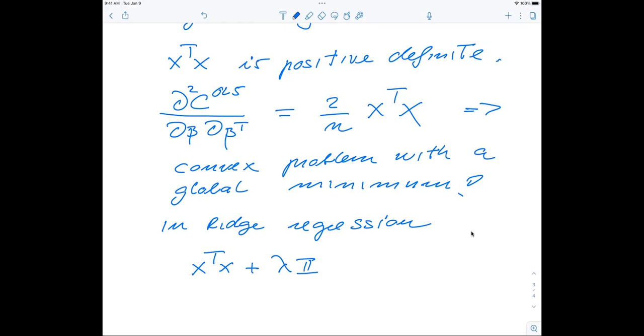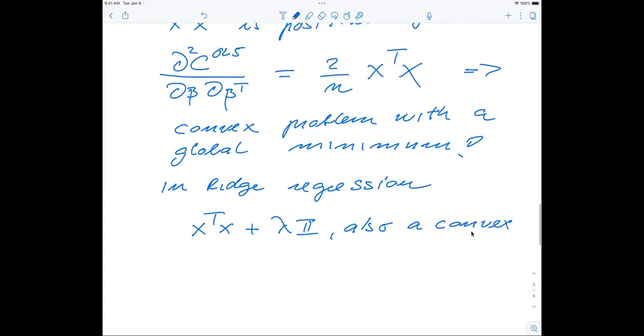So ridge regression and ordinary least squares are both going to give us a problem which is a convex optimization problem. And you can easily see that when you calculate the second derivative of the cost function for ridge, that means that this is also a convex problem with a global minimum. So for both these types of cost functions, we are not going to run into problems with not having a global minimum. The problem is more whether we will be able to reach that global minimum.